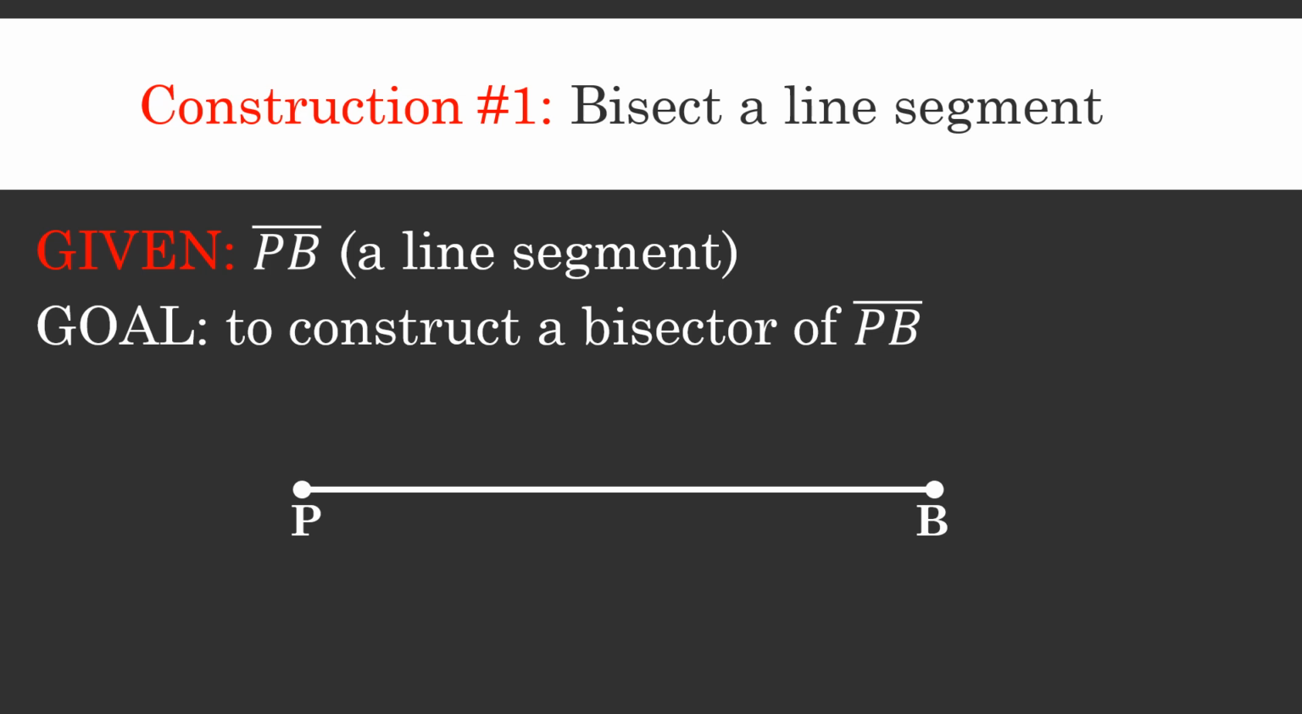Construction number 1, bisect a line segment. We are given line segment PB and our goal is to construct a bisector of PB. A bisector is a line segment, ray or plane that divides something into two equal parts. You can bisect line segments, angles, and more.